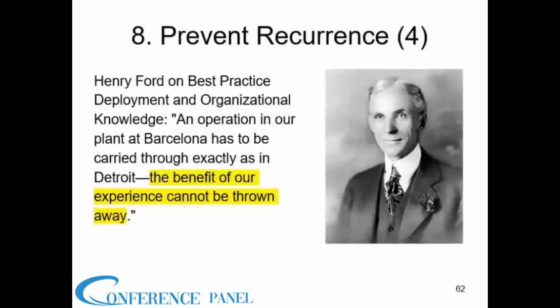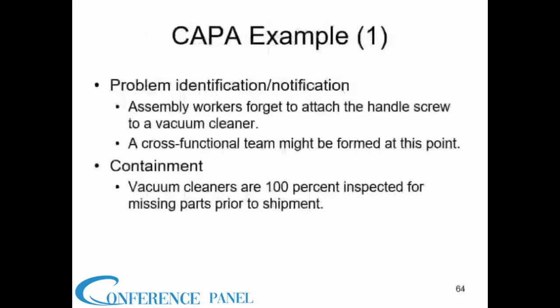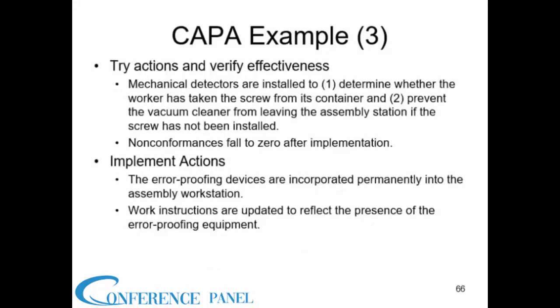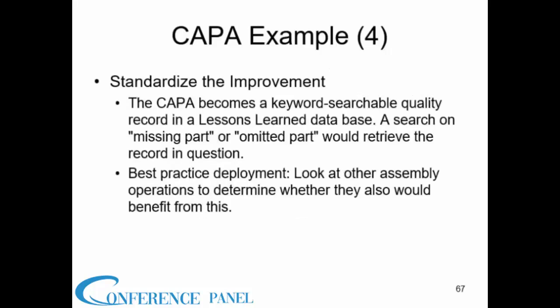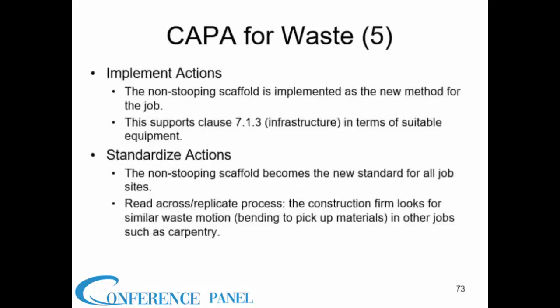Finally, recognize the team. This form of internal communication teaches others how to do effective CAPA and encourages imitation. This example is drawn. Also, we have to define the problem correctly, try actions and verify effectiveness, standardize the improvement, congratulate the team, do root cause analysis, and implement the actions.